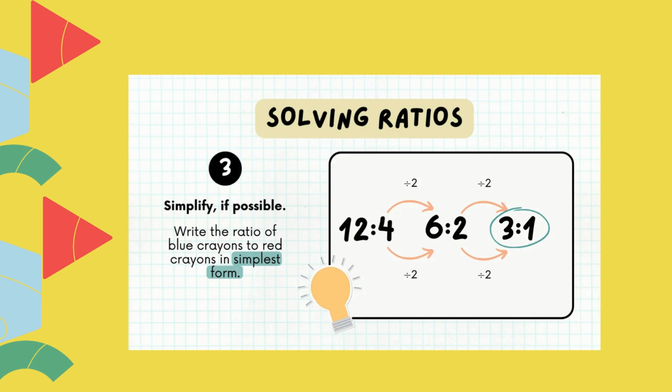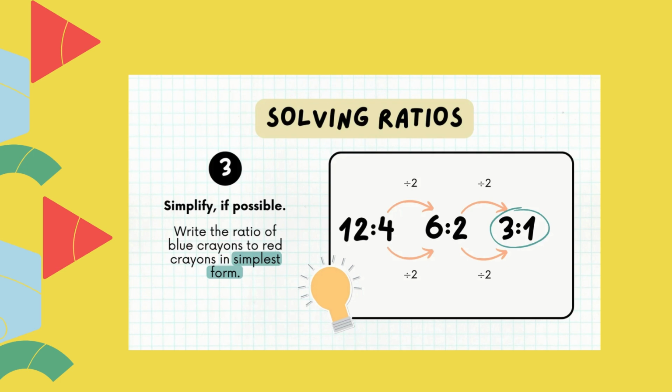Okay, the last part is to simplify if you can. So 12 to 4 can be simplified in the simplest form. And I would divide by 2 because 2 goes into 12 and 2 goes into 4. And I would get 6 to 2. And then I could still simplify this. So I divide by 2 again. 6 divided by 2 is 3. 2 divided by 2 is 1.